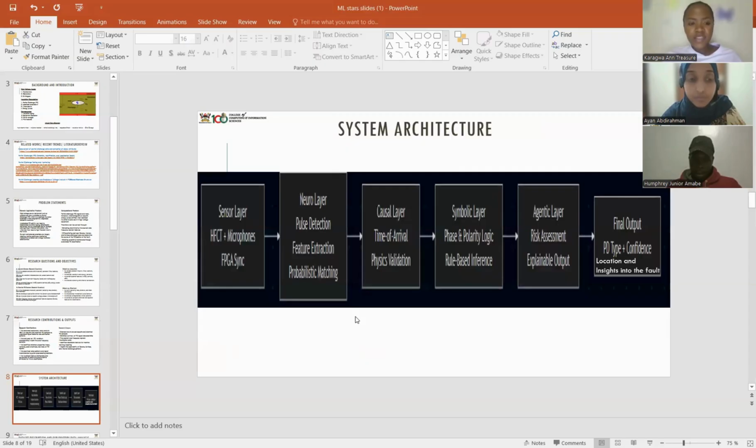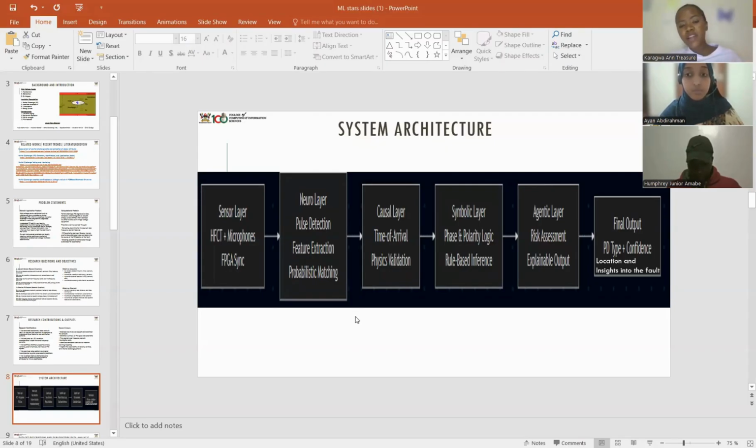Our system architecture includes a sensor layer that consists of sensors to capture both the acoustic and electrical signal data, which is the HFCT for electrical, and MEMS microphones to capture acoustic data. We have a neural layer that extracts the features, does the probability matching and detects the different pulses.